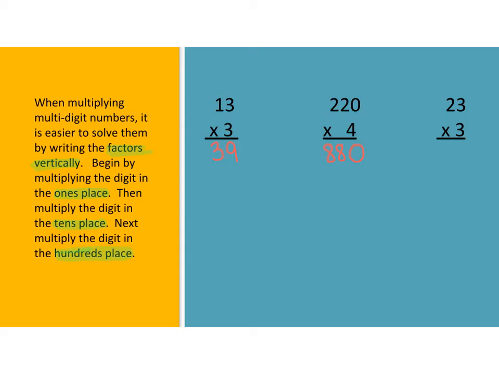Last, we're going to multiply 23 times 3. I'm going to multiply 3 on the bottom by the 3 in my ones place up top. 3 times 3 is 9. 3 times 2 in the tens place is 6. So 23 times 3 equals 69.